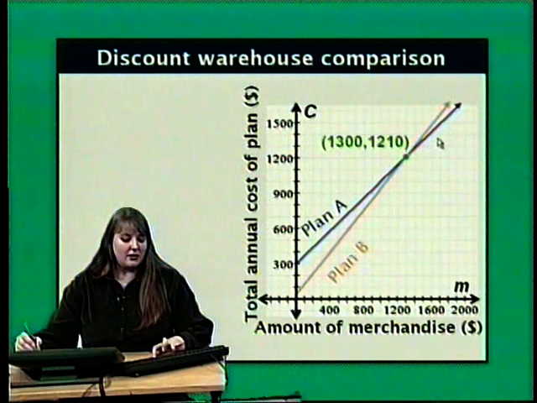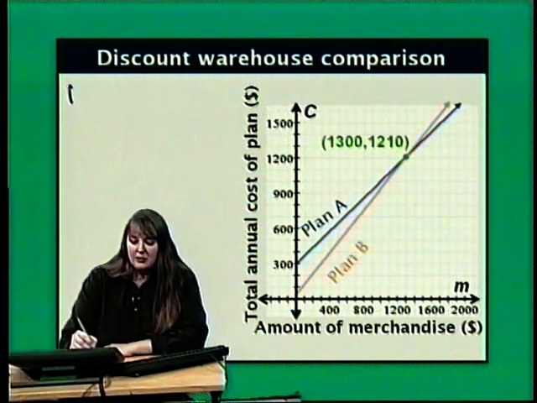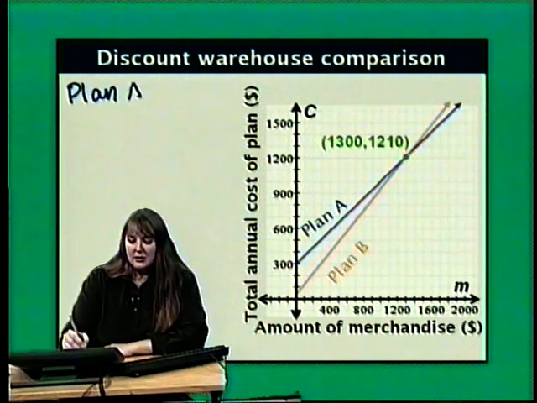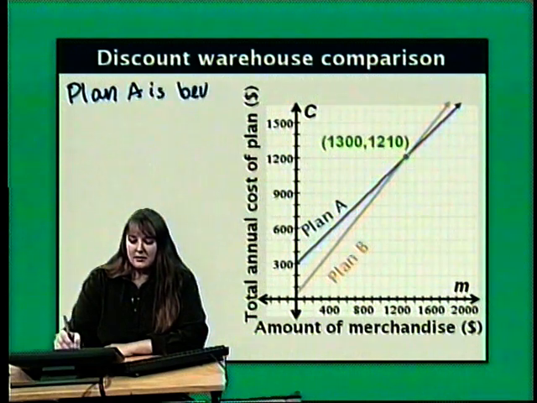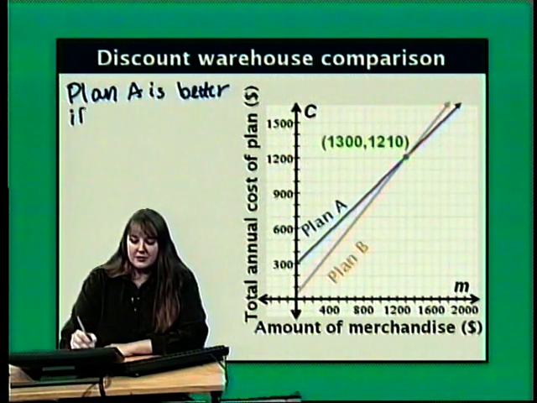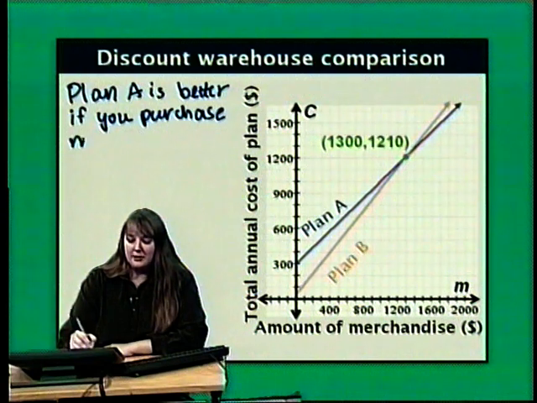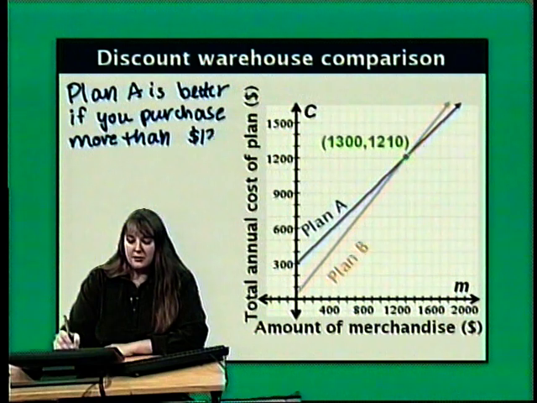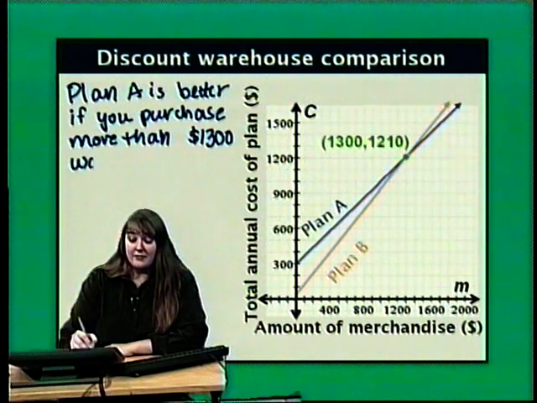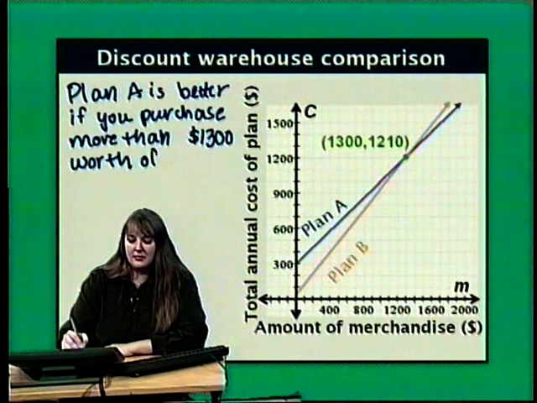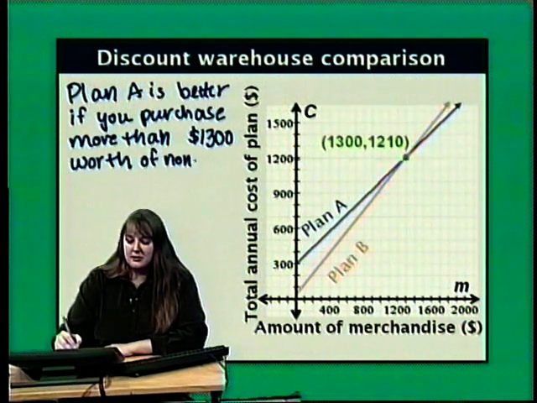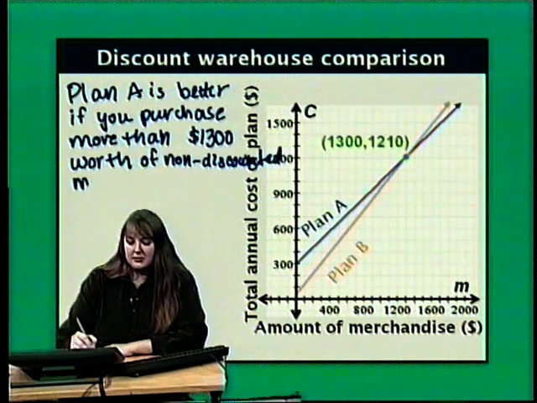So let's go ahead and write our conclusion. Plan A is better if you purchase more than $1,300 worth of non-discounted merchandise in 1 year.